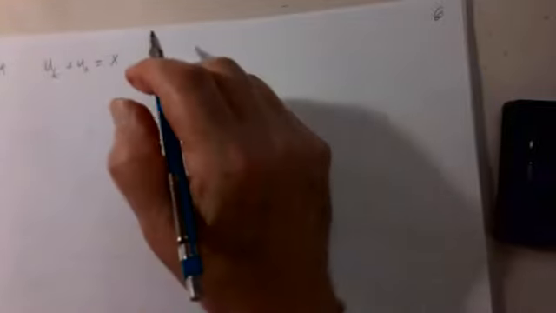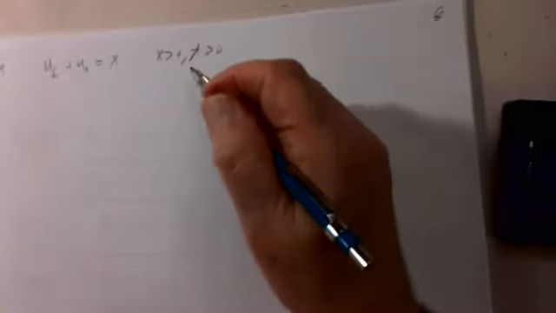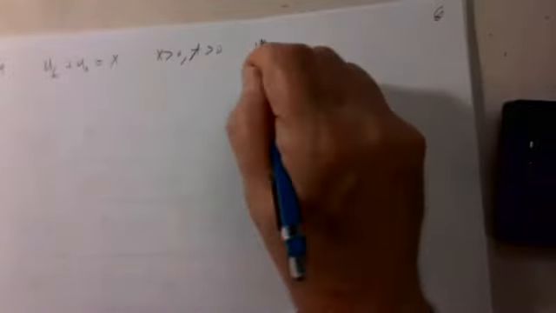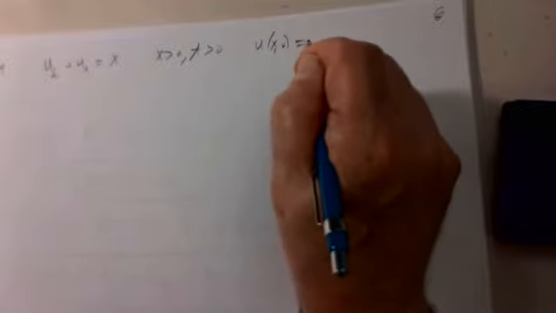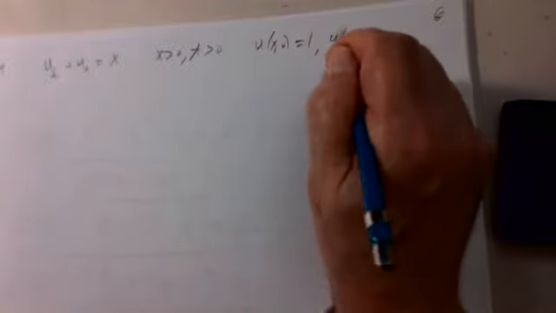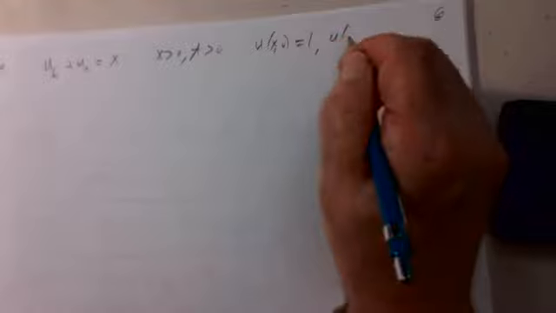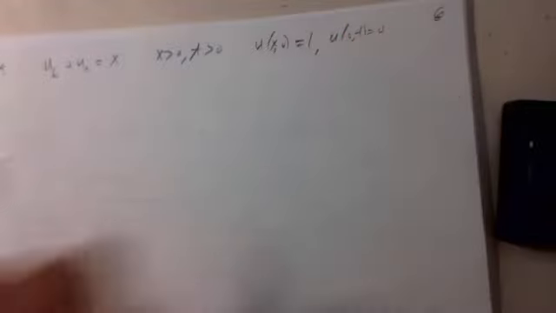number 4, which is to use the Laplace transform to solve the partial differential equation ut plus ux equals x for x greater than 0, t greater than 0, with the initial condition that u of x0 is 1, and the boundary condition u of 0t is 0.